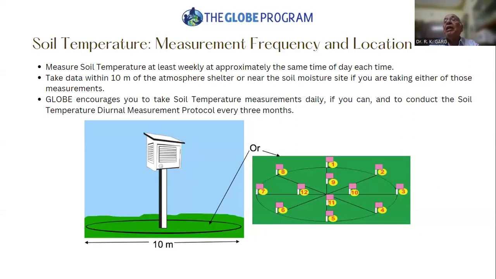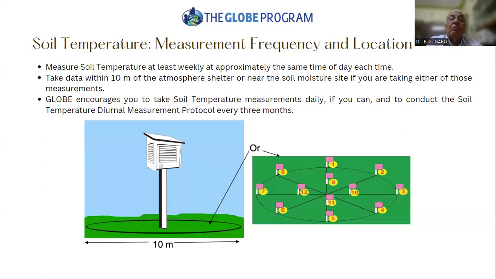Each day means the day of a week. Now, we generally measure the soil temperature where we have already put the atmospheric shelter. Generally, within the 10 meters of the atmospheric shelter site, we measure the soil temperature. The soil temperature can be taken generally weekly, but if you take it daily, it will be very good.